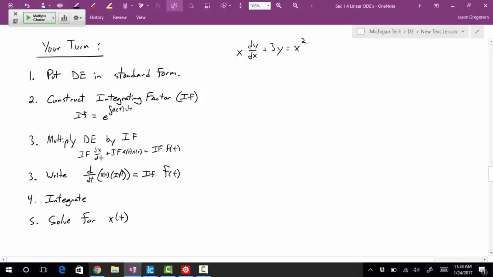Careful right away because change all the variables, right? It's not x's and t's anymore. It's y's and x's. That's why you be careful. You gotta be careful, right? Okay.